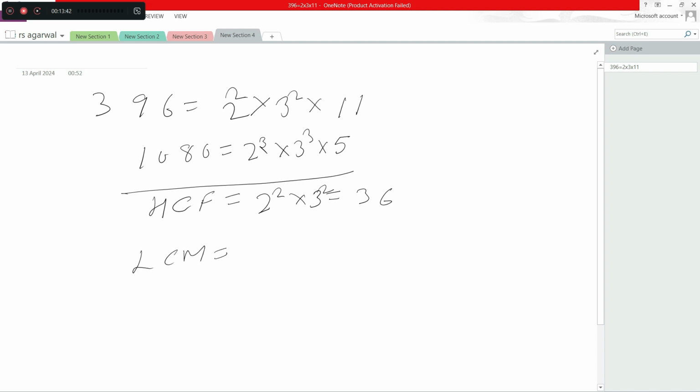And LCM is equal to, as I said, we have to take the highest one. So 2 cube into 3 cube into 11 into 5. So the answer is 11880. So the next question is about 1152 and 1664.